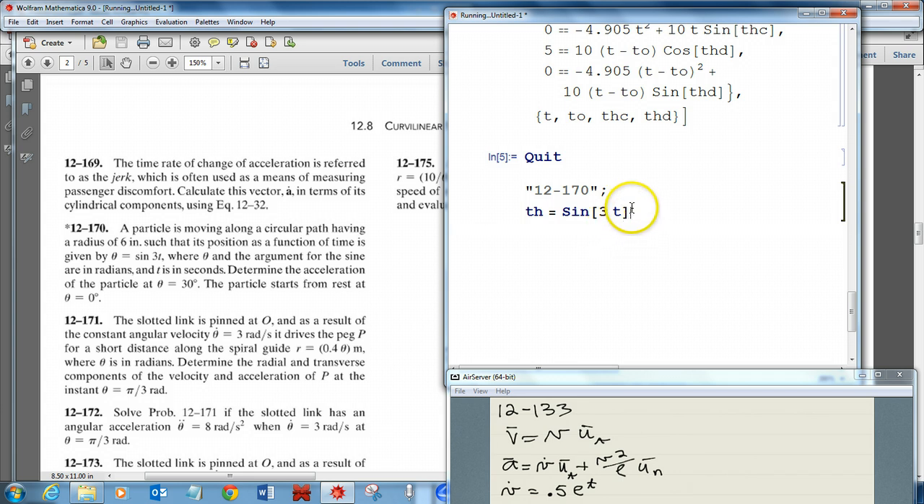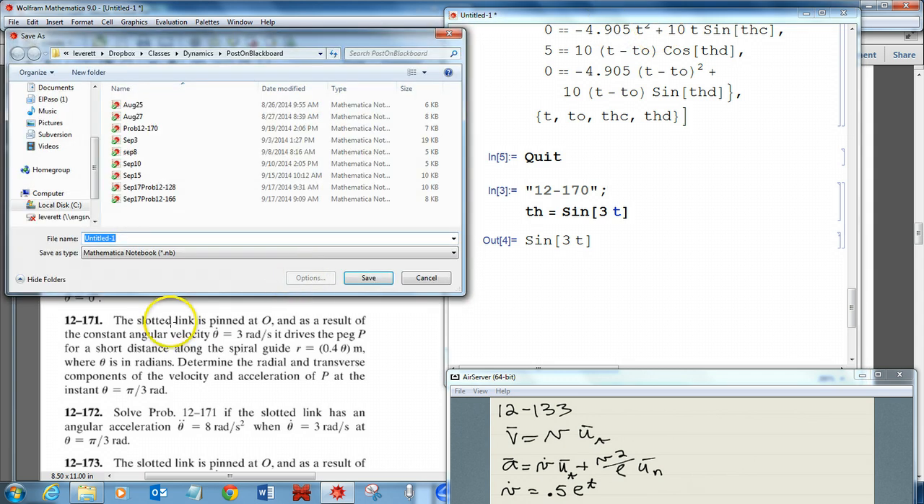I don't know why it's gagging on me. Oh, you forgot the semicolon. I don't need one. The semicolon, by the way, means just don't print it in the output. I don't know what I've done wrong. Let me try to save it before it crashes. No, because I want to say that th is this.